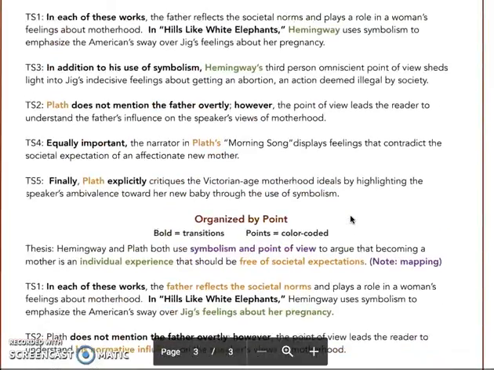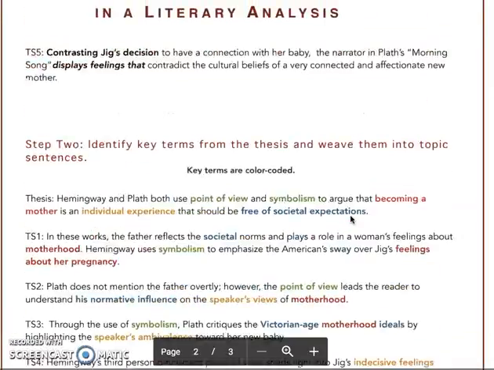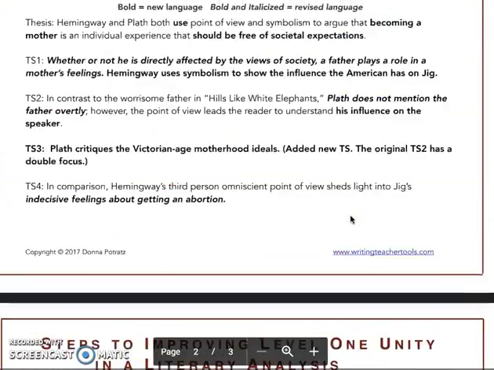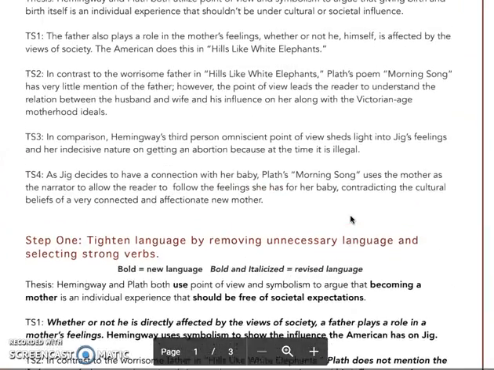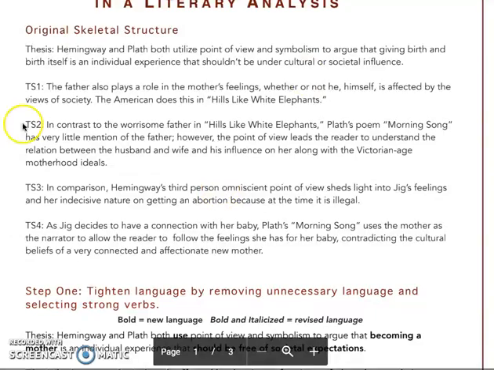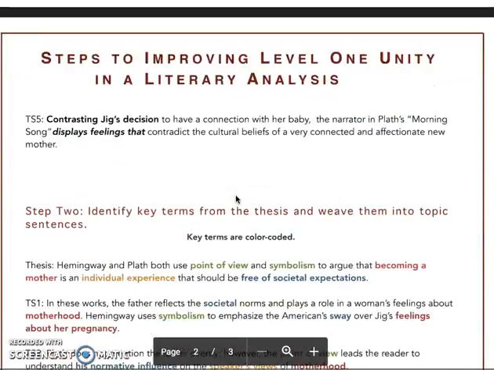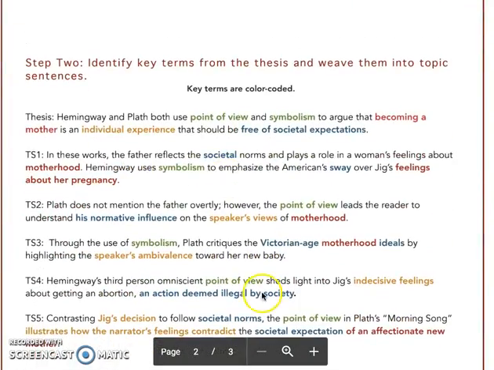I hope this document gives you a good illustration of how you can really move away from something that seems more like a first or second draft skeletal structure to something that's much crisper, much clearer for your readers, and especially by using those key terms. Okay, let me know if you have questions.